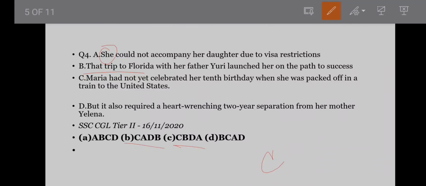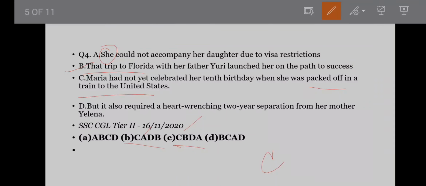First we have seen Maria had not yet celebrated her 10th birthday when she was packed off in a train to US. Okay, so C will be the first one, then either A or B, right? So let's see. She could not accompany her daughter due to visa restrictions, right? And the next one, option B, is the trip to Florida.